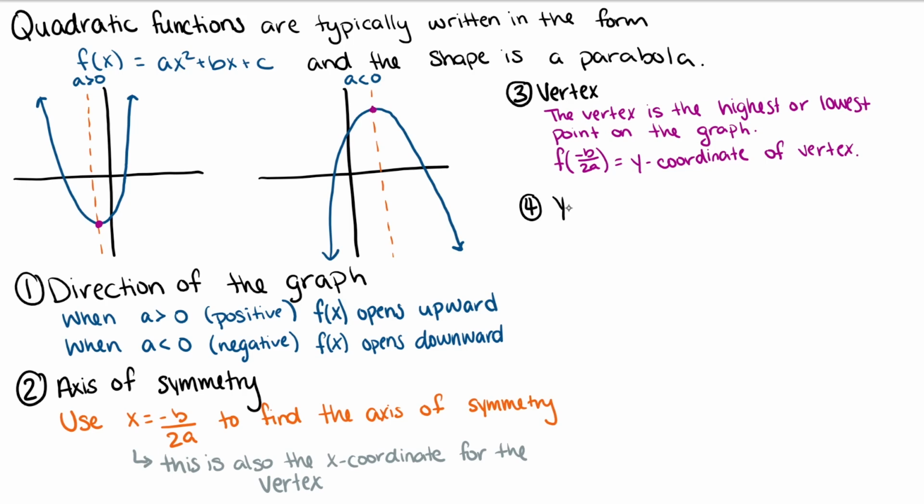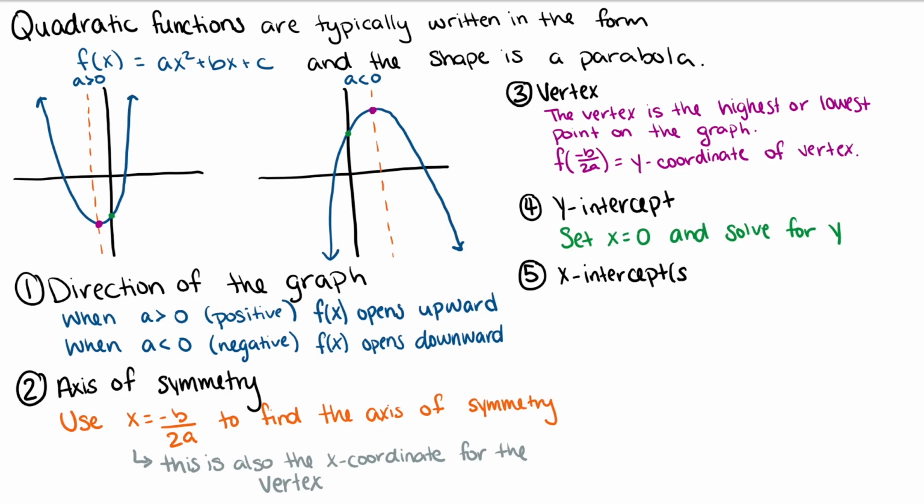Next is our y-intercept. Our y-intercept is found by setting x equal to 0 and solving for y. Vice versa, we have our x-intercept, or intercepts if there are more than one, which you can solve for by factoring, completing the square, or using the quadratic formula. So there are a few different ways that you can find your x-intercepts.